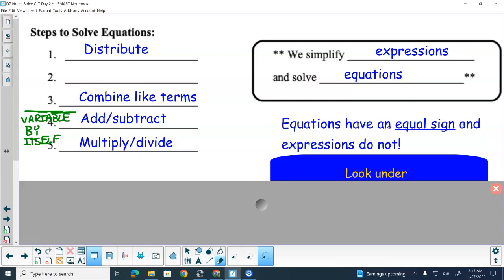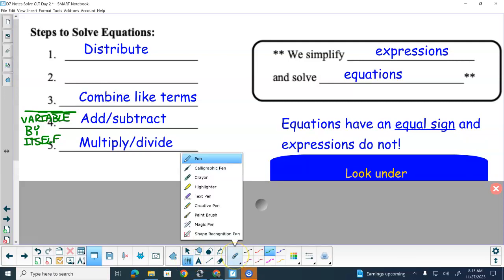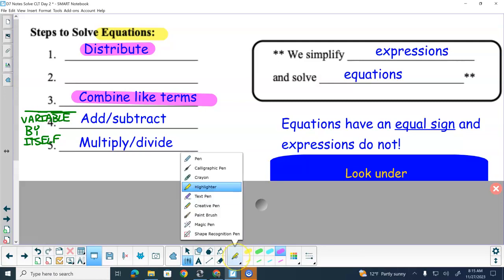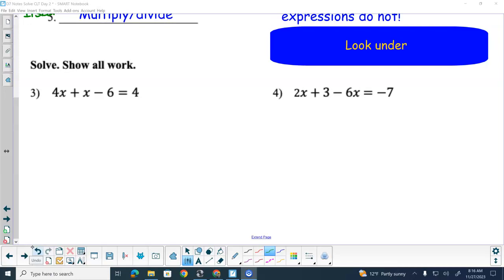These 5 steps only work for an equation. They don't work for an expression. The only thing that works for an expression is combining like terms and distributing. Okay? So that would be where you would stop if you were simplifying an expression, excuse me. If you go all the way down, that means you have to have an equals.